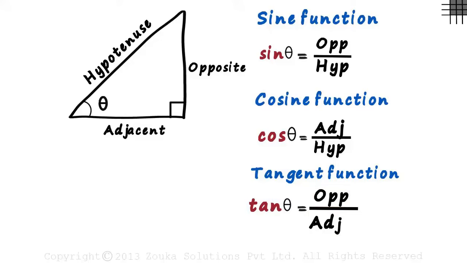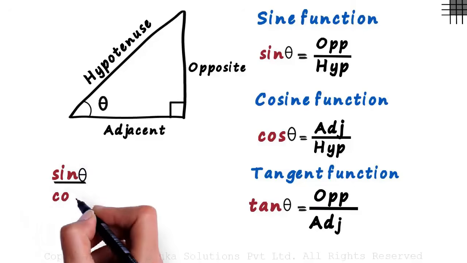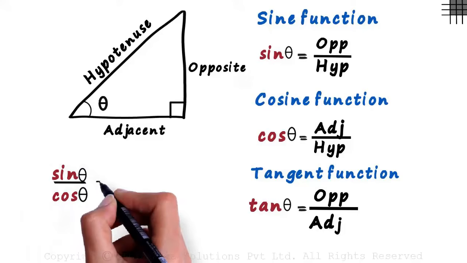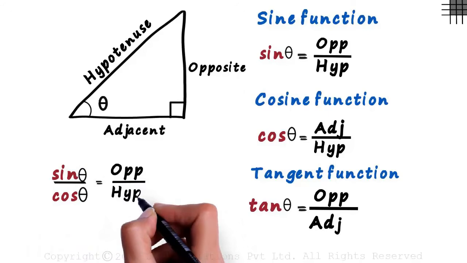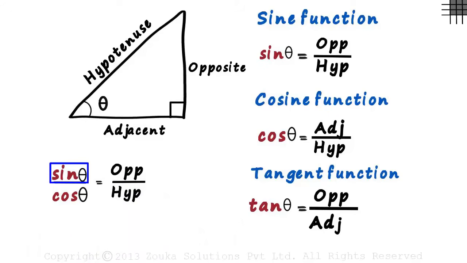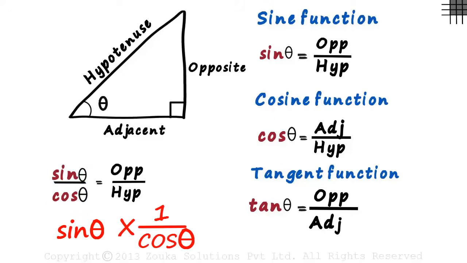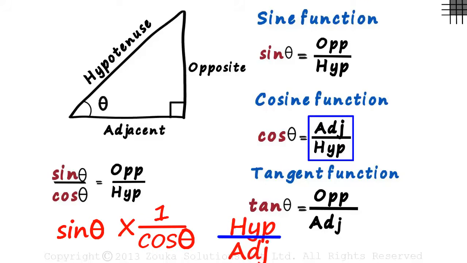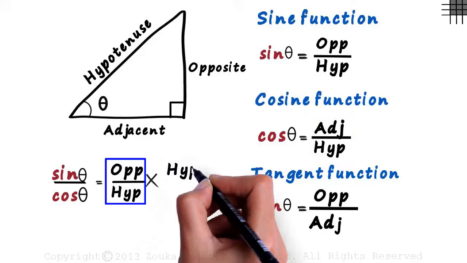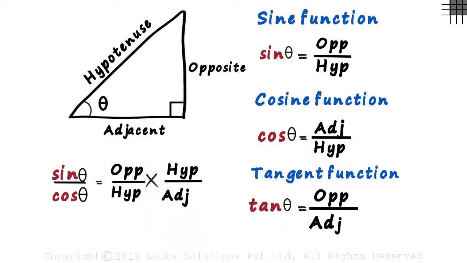Let's try dividing sine theta by cos theta. Sine theta is opposite by hypotenuse. Sine theta by cos theta also equals sine theta multiplied by 1 by cos theta. 1 by cos theta is actually the reciprocal of cos theta. And the reciprocal of cos theta would be hypotenuse by adjacent. So we multiply this by hypotenuse by adjacent.